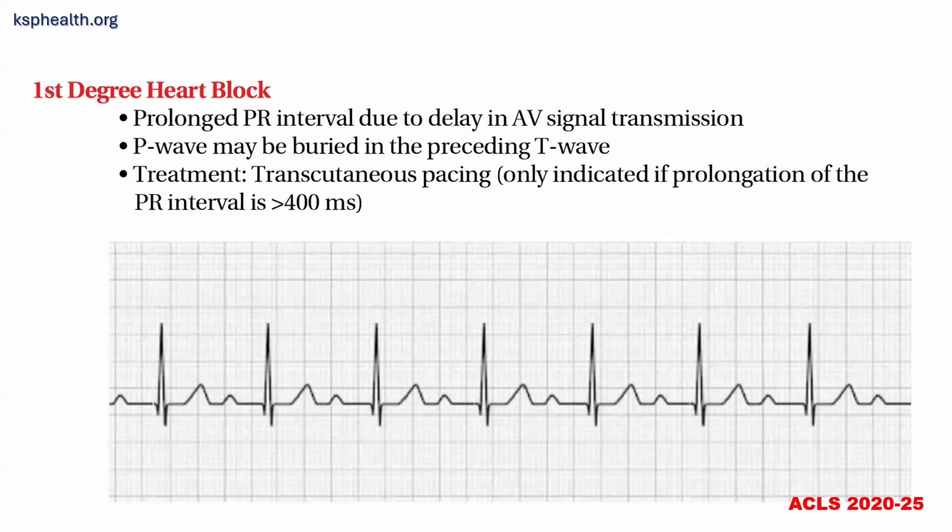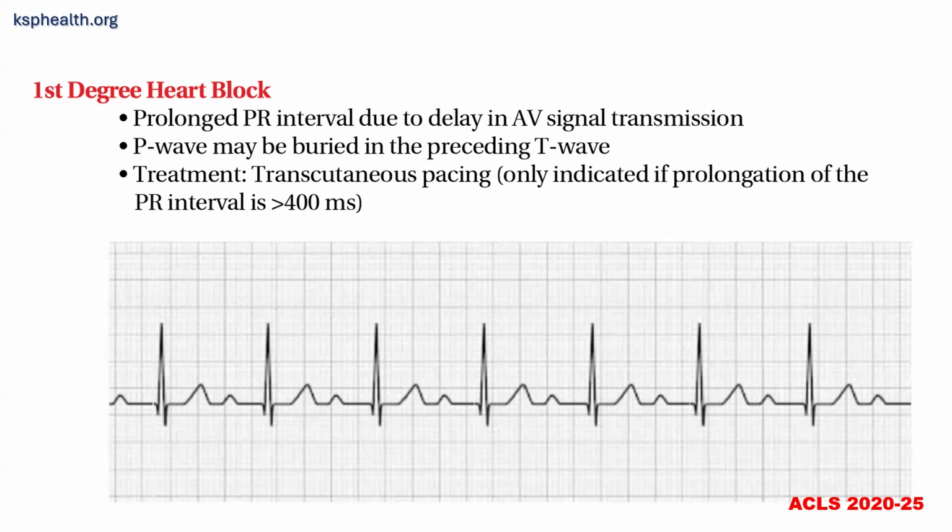The bradyarrhythmias, first degree heart block. The prolonged PR interval due to delay in AV signal transmission. The P wave may be buried in the preceding T wave. So very important: if there is a prolongation of PR interval, sometimes it's too close to the T wave, sometimes it's buried into the T wave. So you need to pay attention to it.